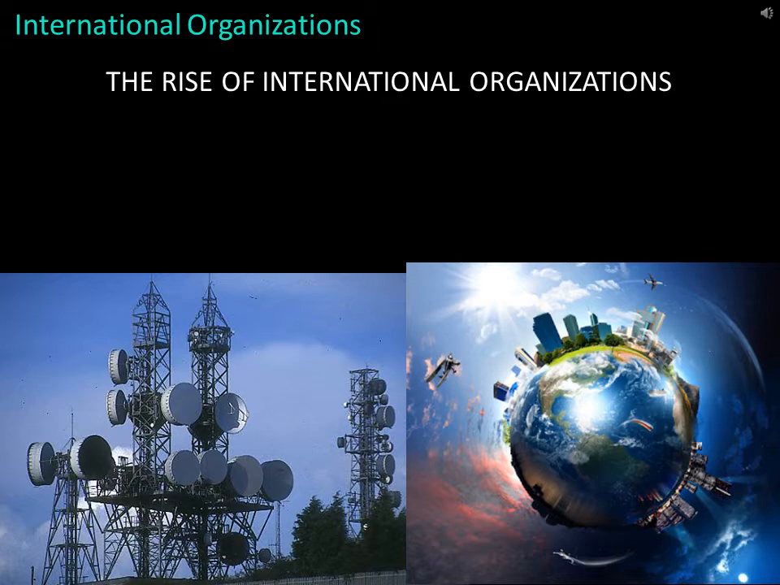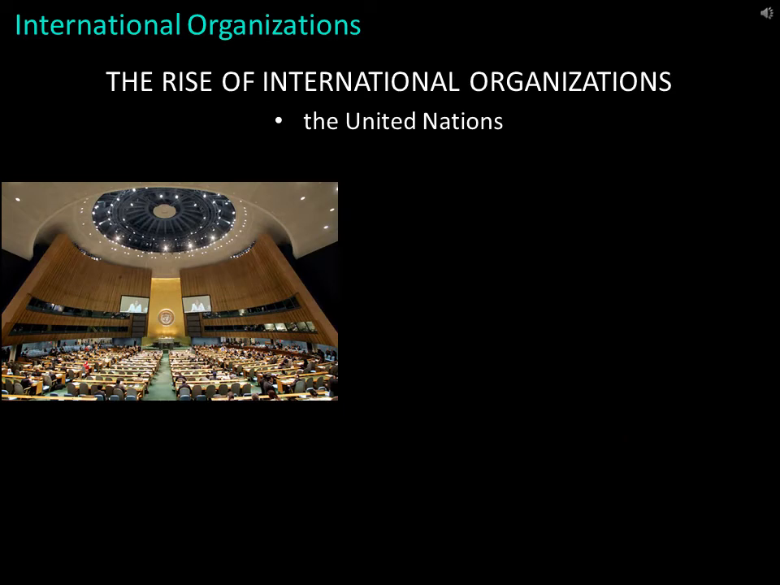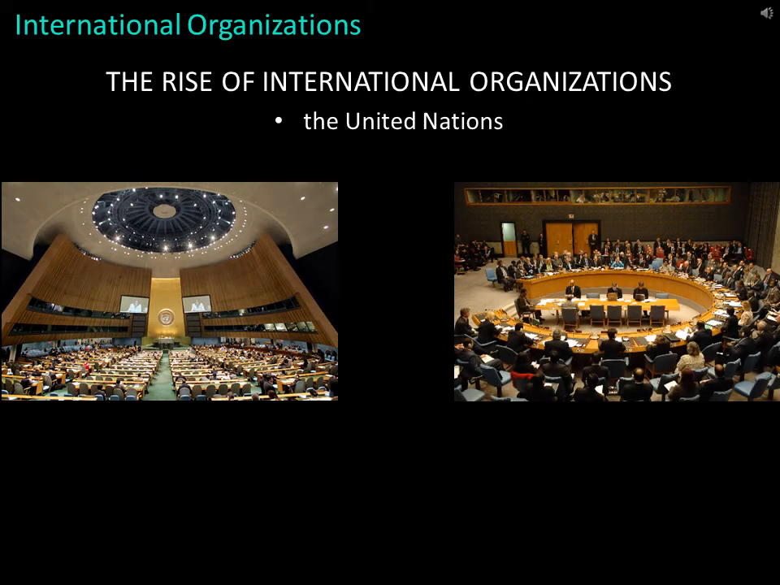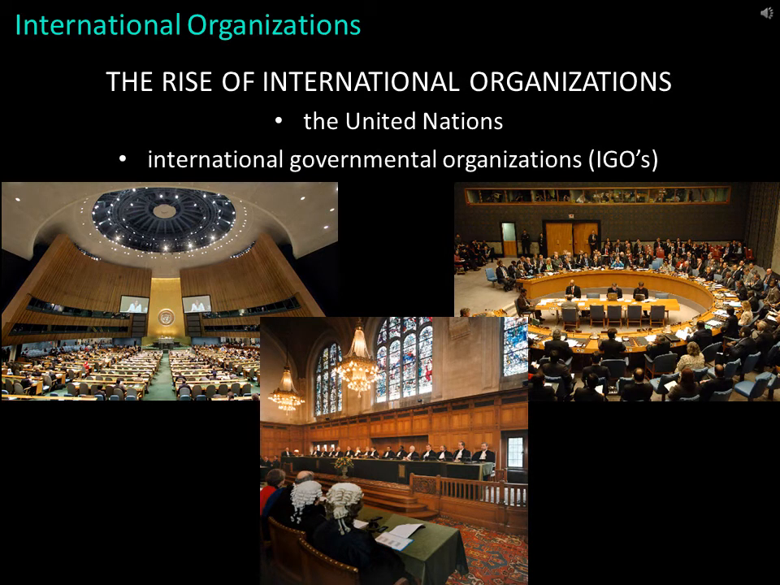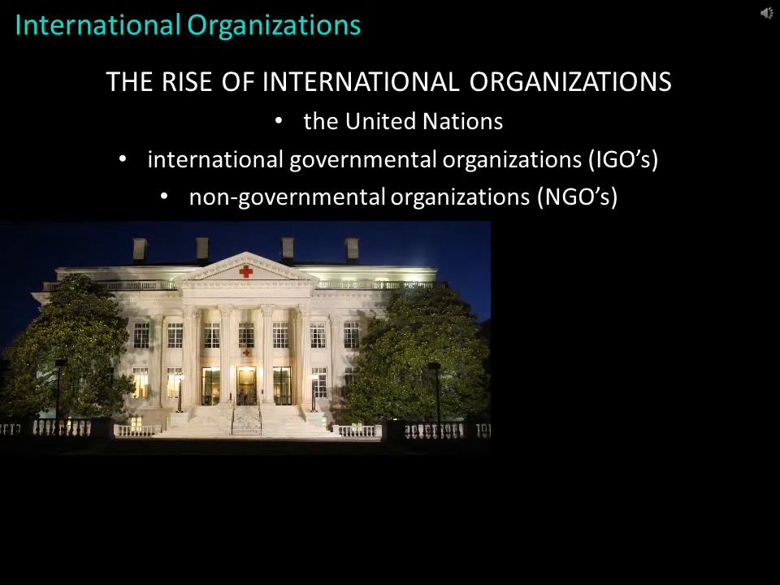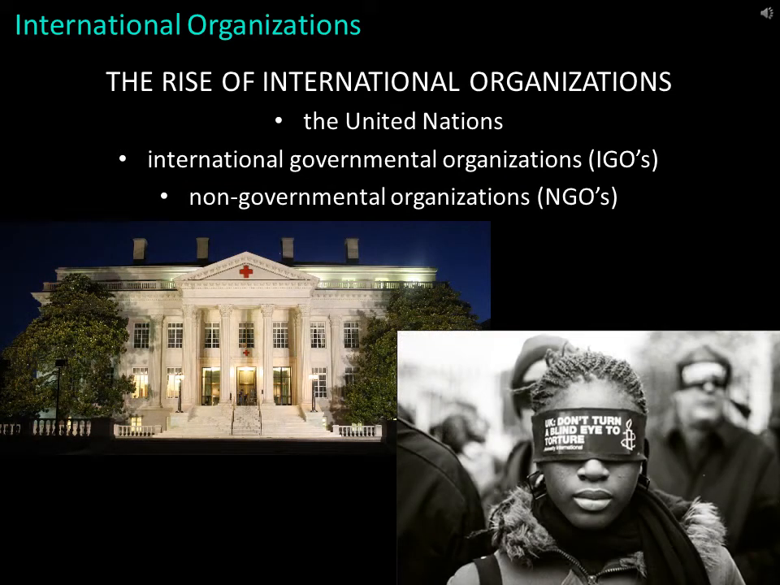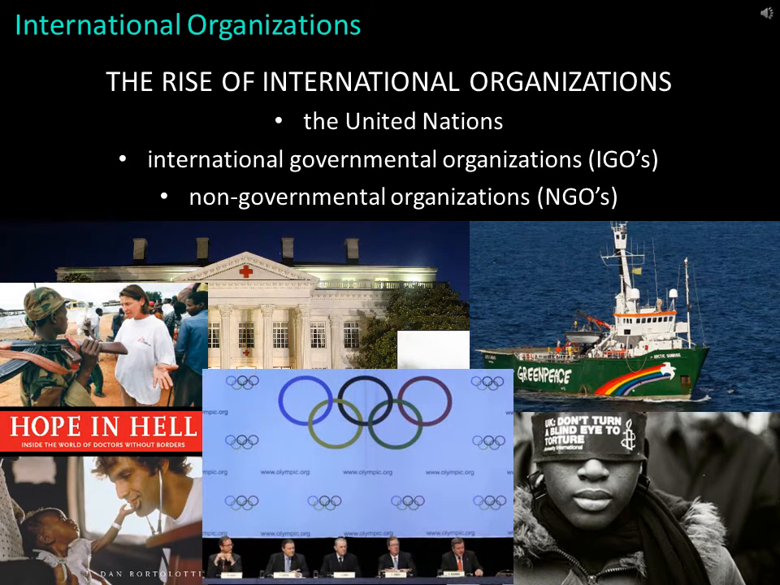Many of these organizations are made up of representatives of the governments of the participating nations. Some of the most well-known are agencies of the United Nations, such as the General Assembly, the Security Council, and the International Court of Justice. These types of international organizations are sometimes referred to as intergovernmental organizations or international governmental organizations, or IGOs. Many other international organizations are non-governmental organizations, or NGOs, such as the Red Cross, Amnesty International, Doctors Without Borders, Greenpeace, and the International Olympic Committee.